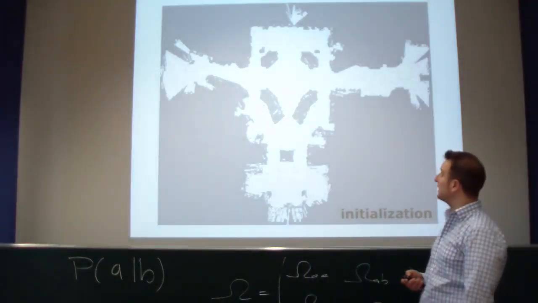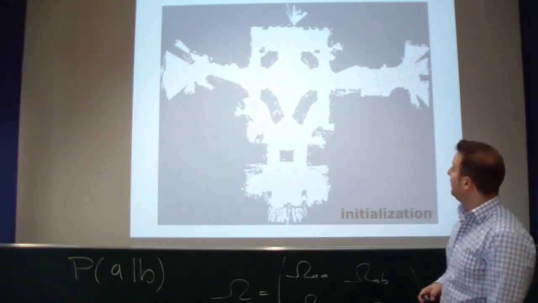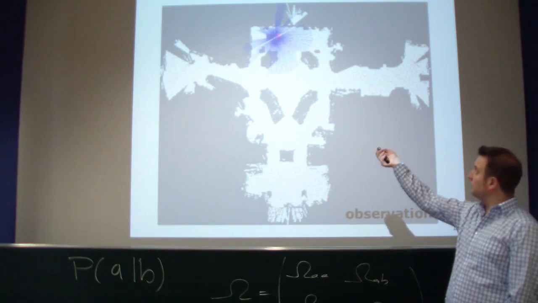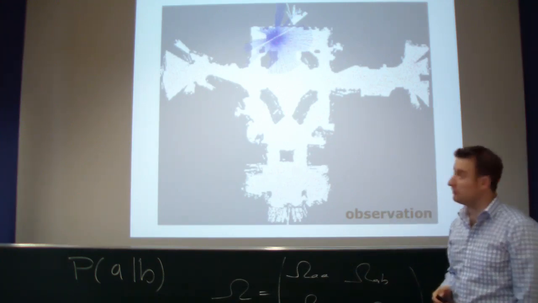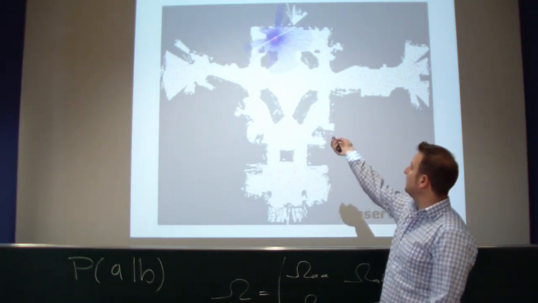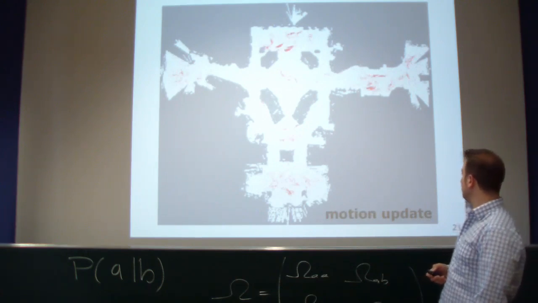So, a small illustration again of how this may look. You may initialize your particles like that. You obtain an observation, this one over here. So this is where the robot is in reality. This is not over here. Oh no, this is actually the most likely particle here. So then you do the resampling step. Then you continue with the motion update.